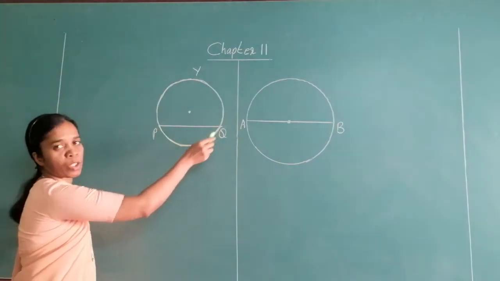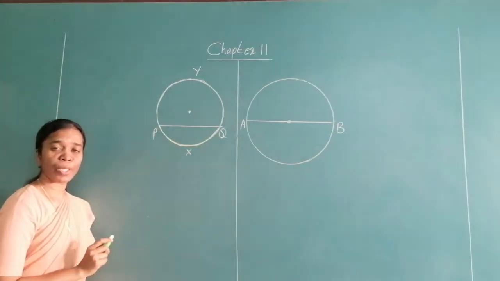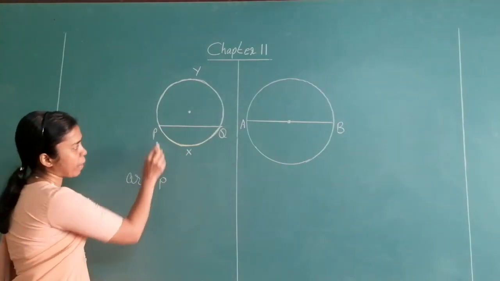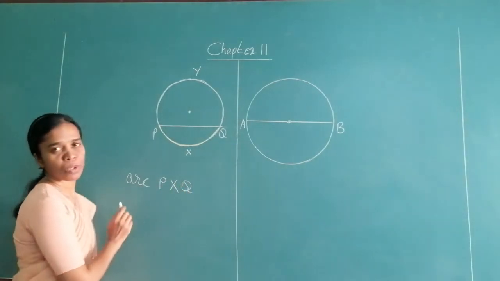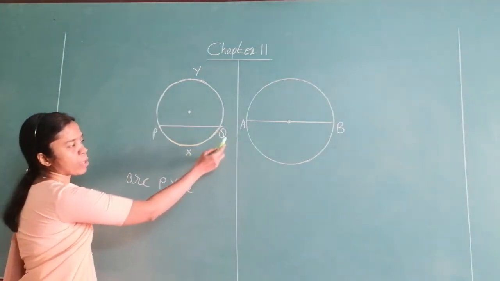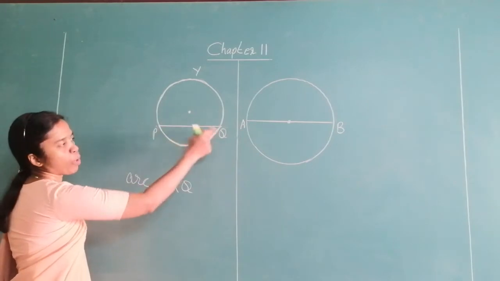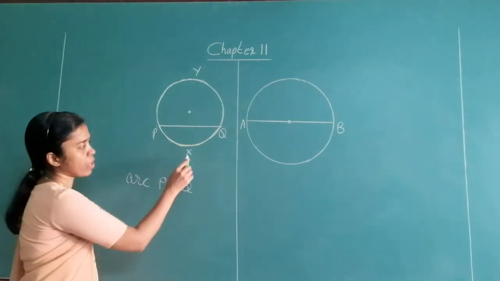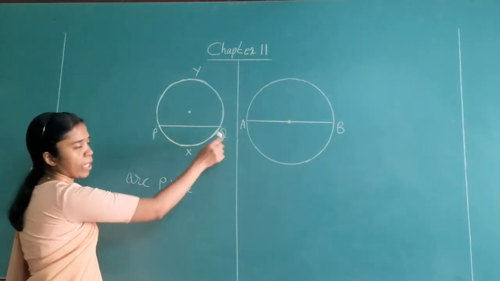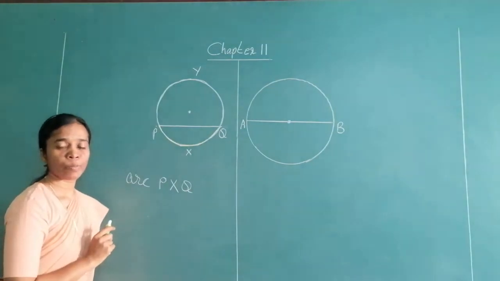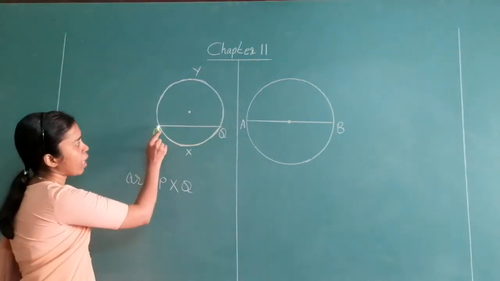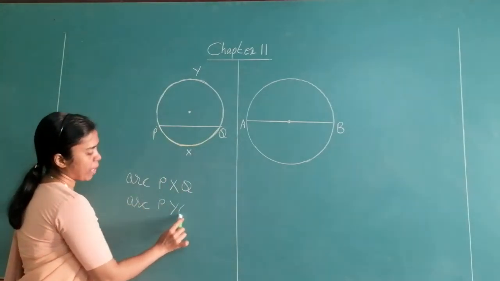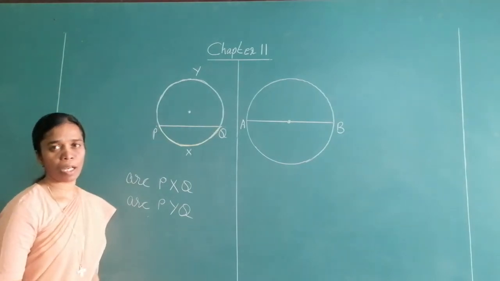Okay. Now, how do we write the arc? This is a minor arc. If you are asked to name the minor arc, then you will say arc PXQ. This is how we name the arc. P and Q are the end points of the arc, and the letter X is there because we are talking about this arc. So PXQ is the minor arc. So which is the major arc? Major arc is PYQ. PYQ is the major arc.